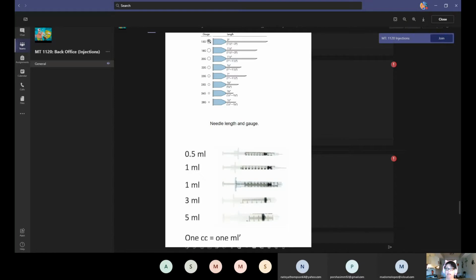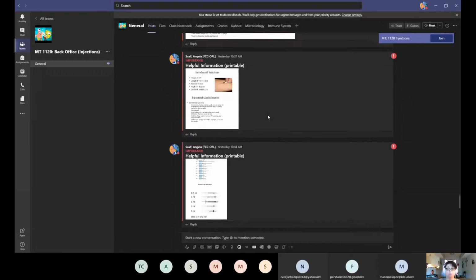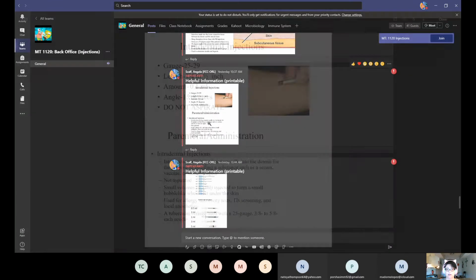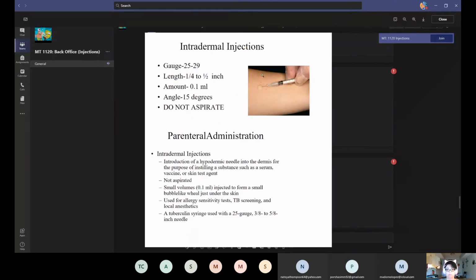And this shows how big it is. So you see how large a 15 gauge is, 18th, and so forth. So making sure you have the right equipment for the job is vital. And then I put together these little bits of information. This is basically each one of the injections that we do. It's like a little cheat sheet.